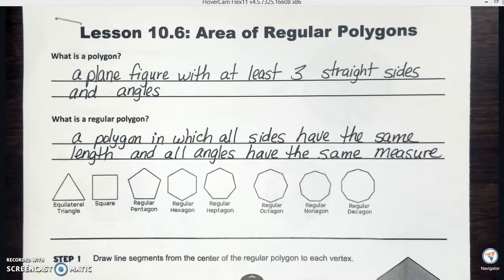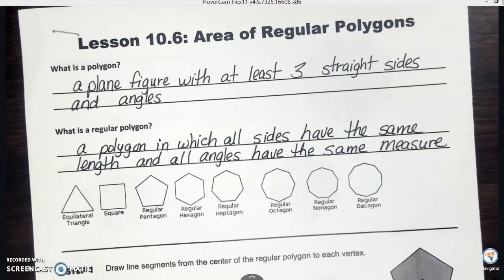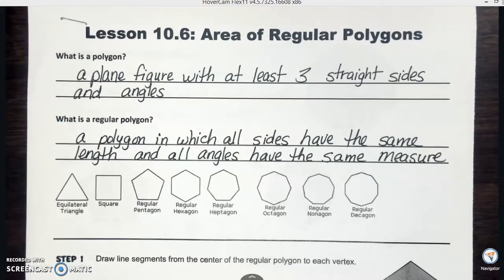Hey guys, so today's lesson is lesson 10.6. This is finding the area of regular polygons. In the lessons that we did previously, we learned how to find the area of a triangle. So here we're going to find the area of a regular polygon by dividing it into congruent triangles.